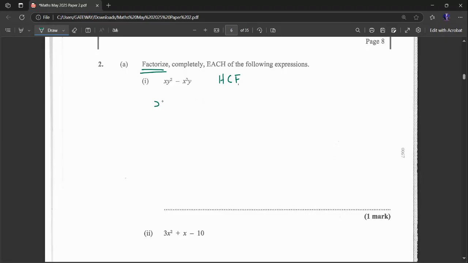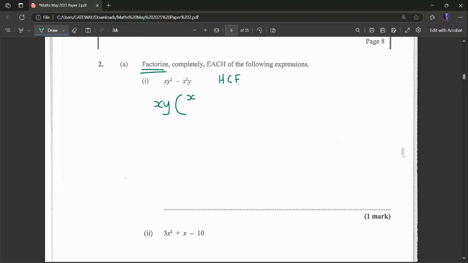Well, I say you have to pull out the variable to the lower power. You have x and you have x squared, so I will just pull out x because x is to a lower power than x squared. And then between y squared and y, I'll just pull out the y because y is to a lower power than y squared. After I pull out what is common, I open my brackets and I divide each term by the highest common factor that I pulled out.